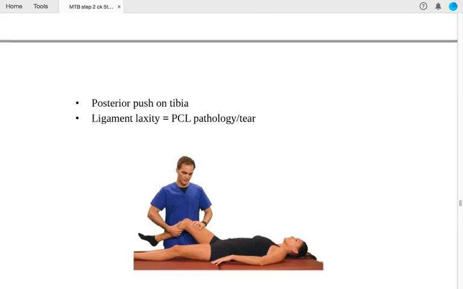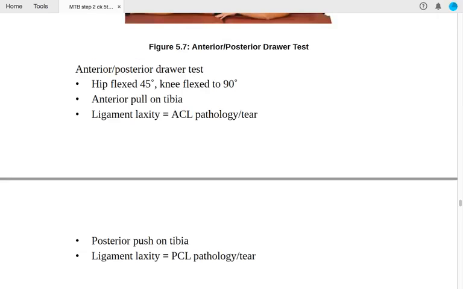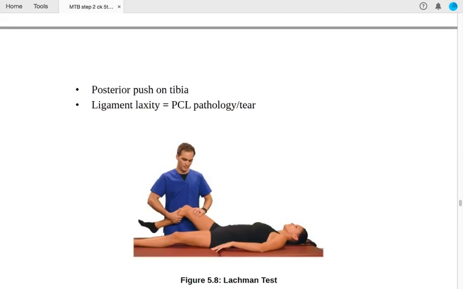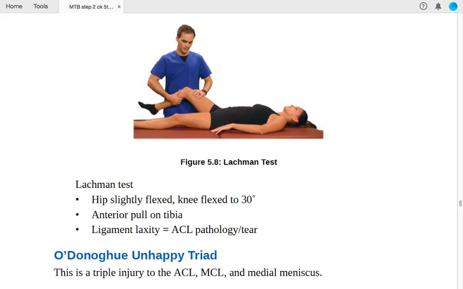So in ligament laxity we'll see posterior cruciate ligament pathology or posterior cruciate ligament tear, right? The most important thing is that in the anterior posterior drawer test, there is a posterior push on the tibia, right? That we need to memorize. You just watch the video and you will get a clue how you are going to perform these tests.